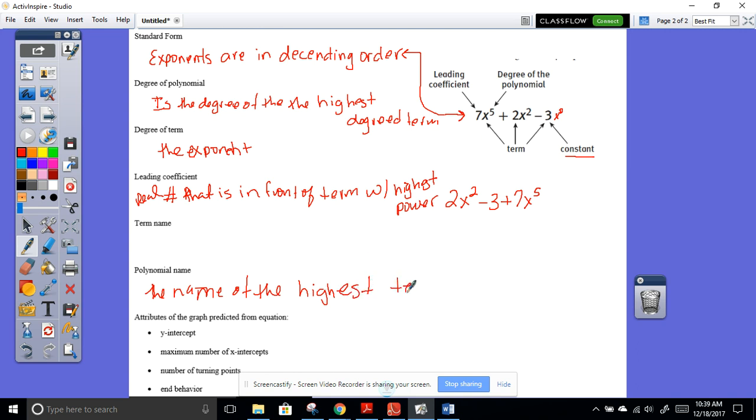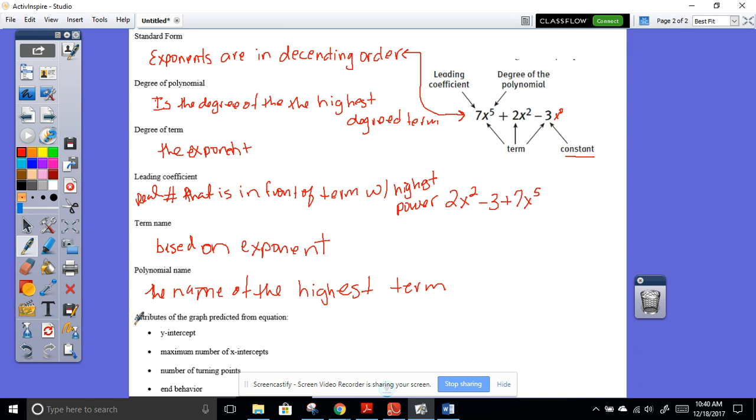The name of the polynomial will be the same as the name of the highest term. Term name is based on exponent. Okay? So, one of the things that this lesson is highly, vocabulary. I mean, that's pretty much all it is. It's just a bunch of vocabulary terms.